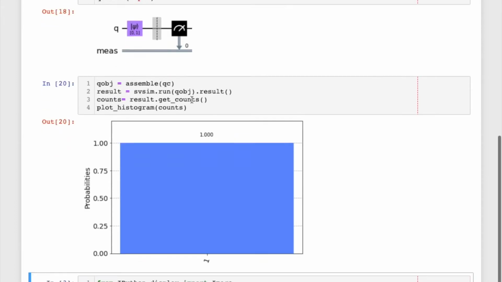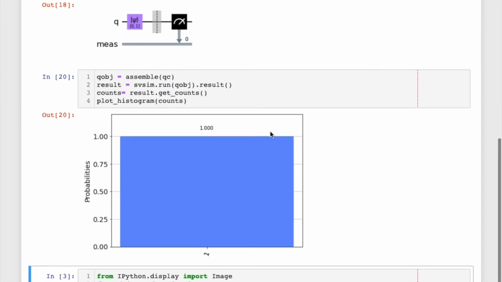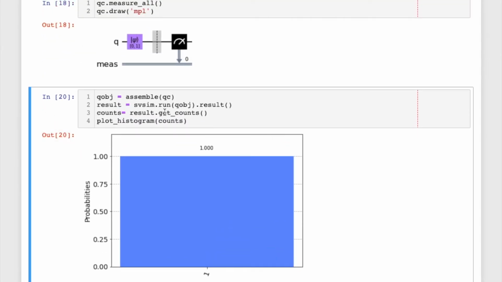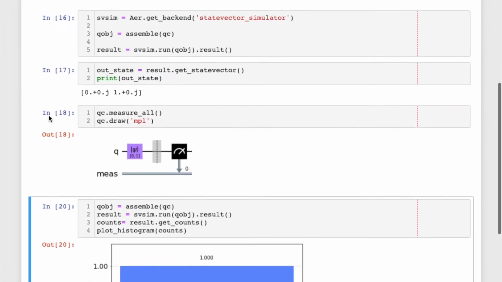As you can see, this is not so surprising. There is 1.0 probability, so there is a 100% probability that the state is 0, 1, just as we could expect after defining the whole thing and doing nothing to it. Okay, any questions so far?